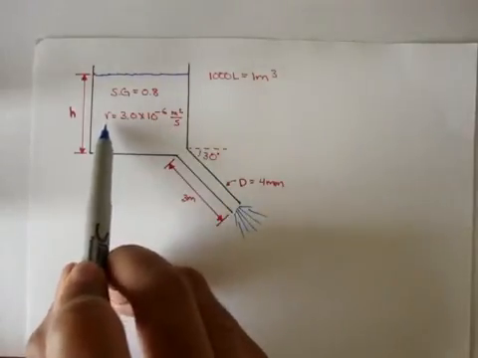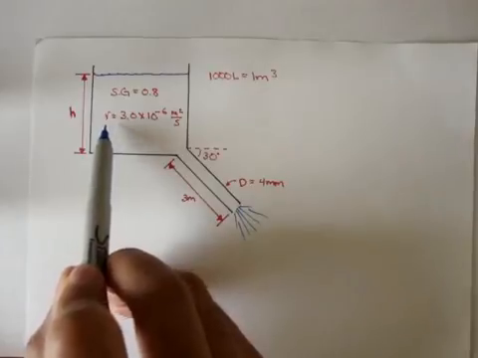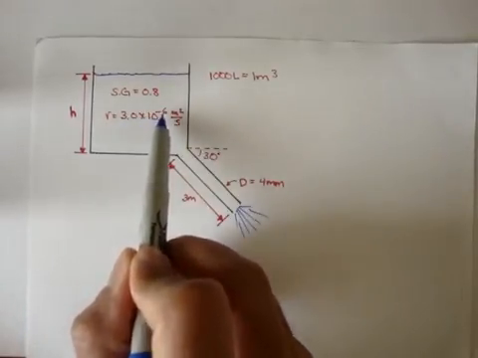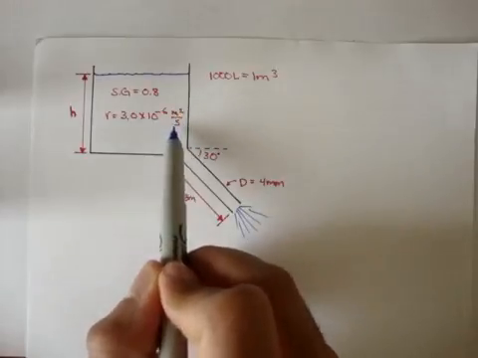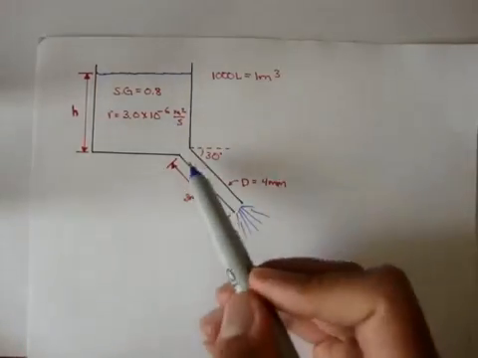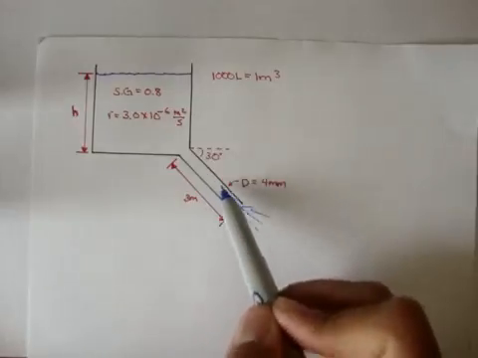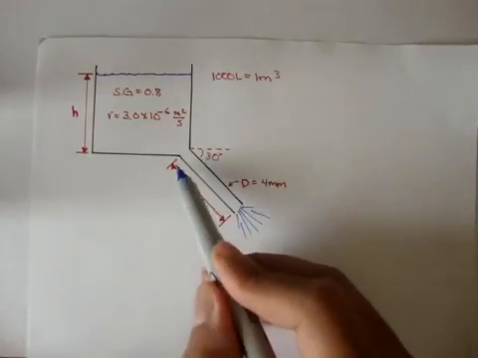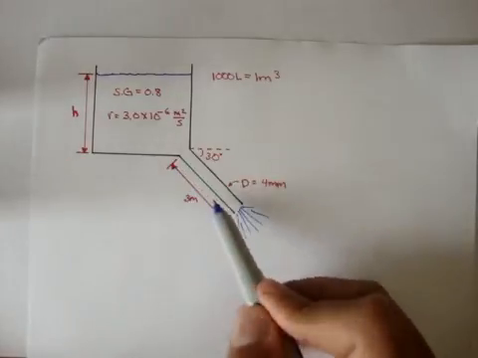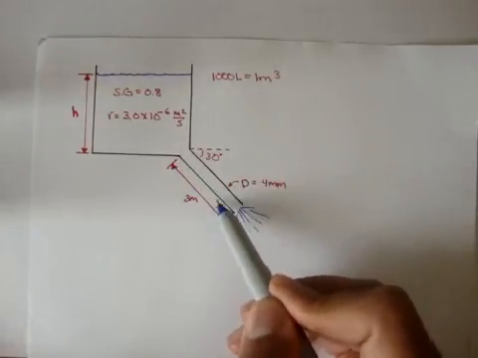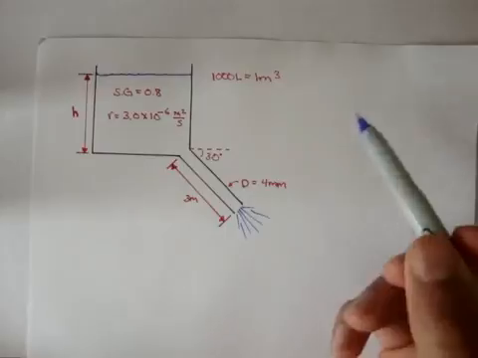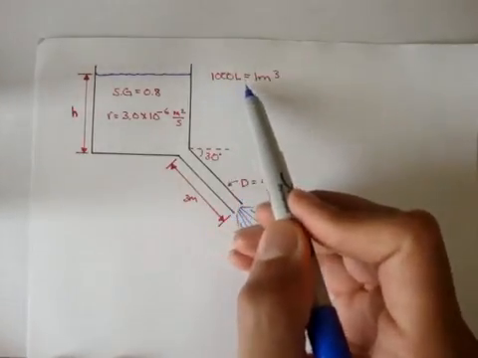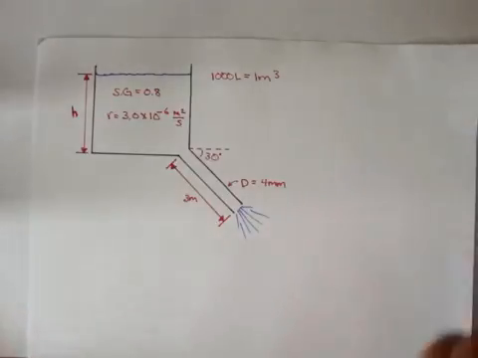And they give us the kinematic viscosity nu of the kerosene, which is 3.0 times 10 to the negative 6 meters squared per second. And down here at the bottom of the tank we have a pipe. It's 30 degrees below the horizontal. It's a length of 3 meters and a diameter of 4 millimeters. Okay, and up here they give us a conversion factor: 1,000 liters is equal to 1 meter cubed.